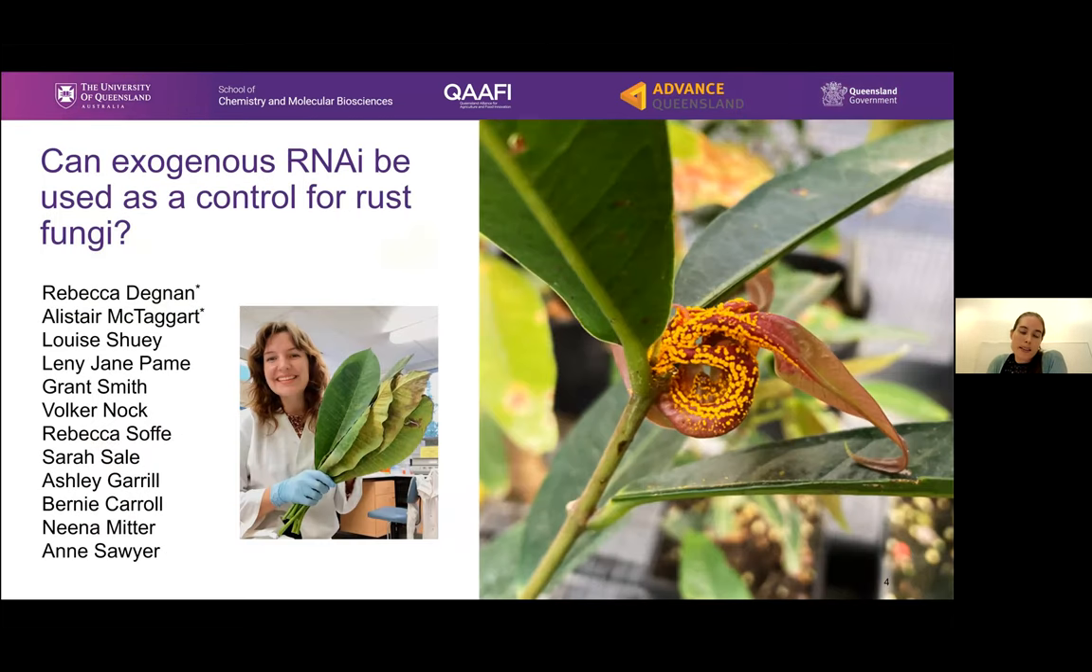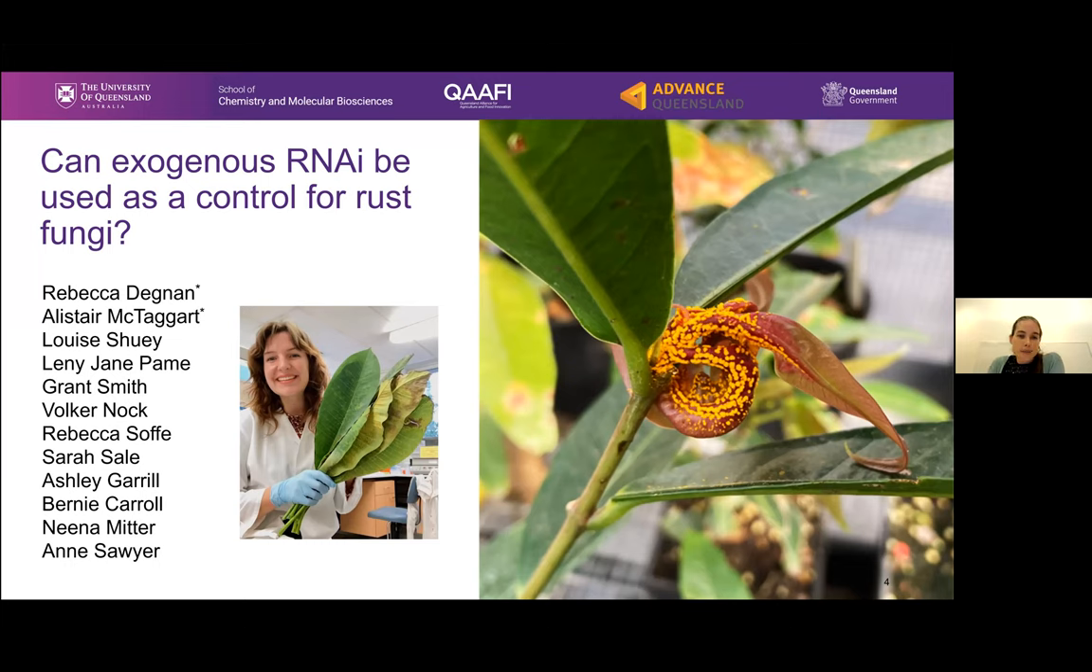So we wanted to see whether this exogenous RNA interference, or RNAi, could be used as control against rust fungi. And we were particularly interested in myrtle rust, which actually arrived in Australia in 2010. And it's a huge problem because it infects more than 300 of our native Myrtaceae species. And this pathogen, these spores develop on the new growth, and they're airborne, so they can spread in the wind. And this pathogen has now pretty much spread across the whole east coast of Australia and into other parts of Australia. And it's not only a problem for natural environments, but also for the native plant industries.